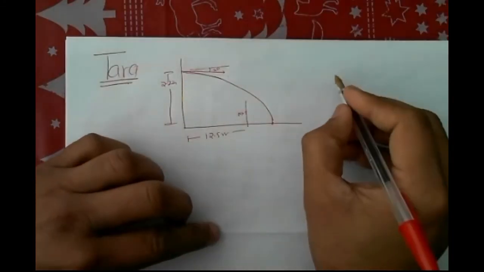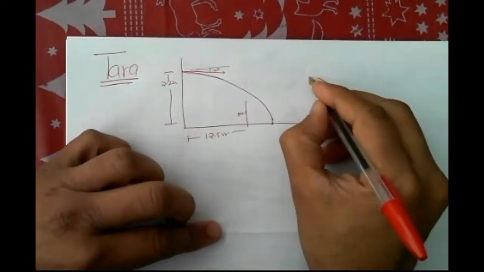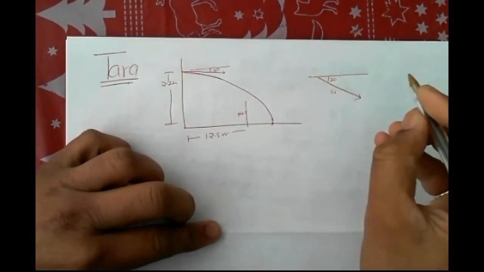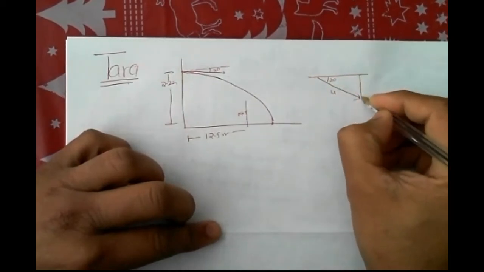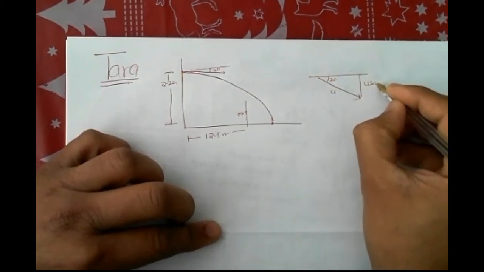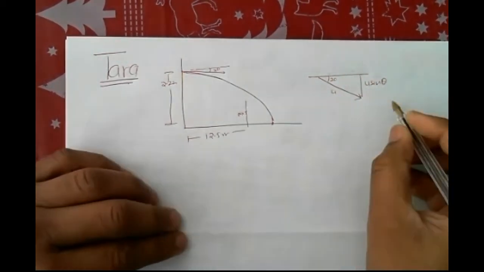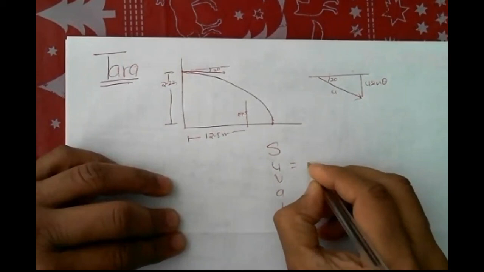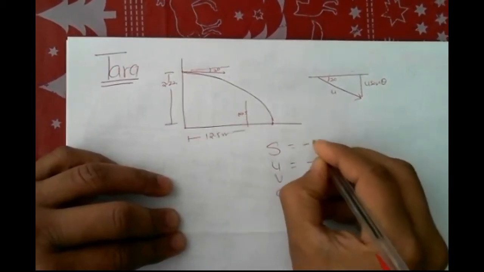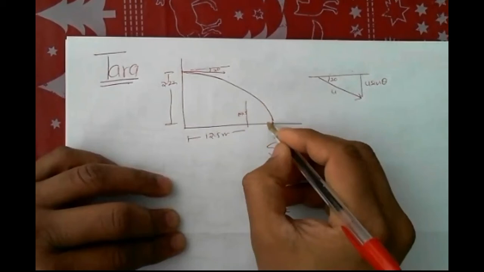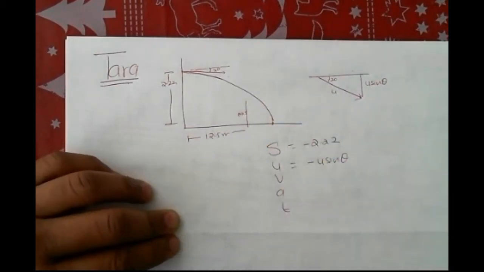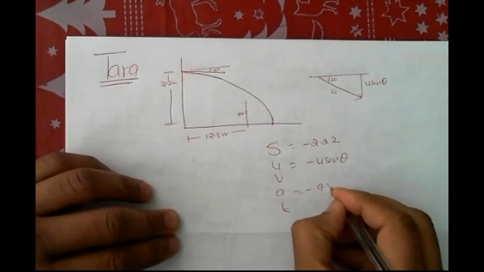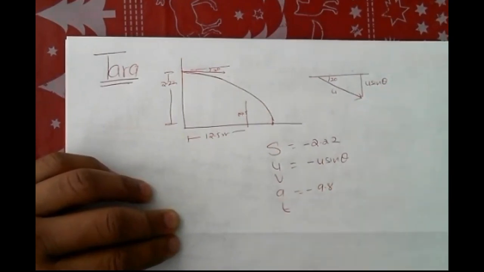So guys, let's make the diagram for Tara's speed. It's coming downwards. This is 2 degrees. u is what we have to find. This component will be u cos theta, and this will be u sin theta, so the vertical velocity is u sin theta. Let's do suvat. So u equals minus u sin theta, coming downwards. s is minus 2.22, because we want to go down to the ground, and a equals minus 9.8. And what we are given is the time.